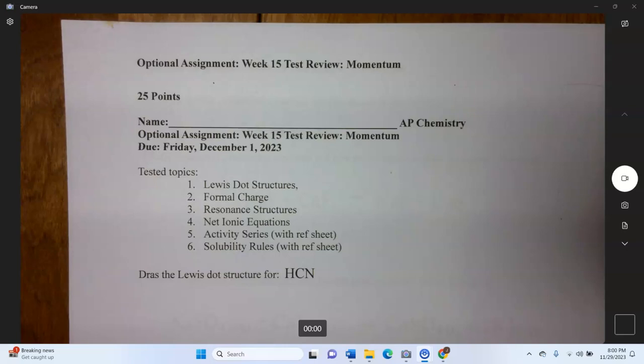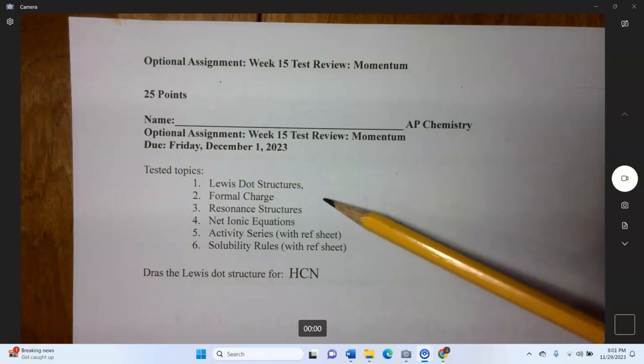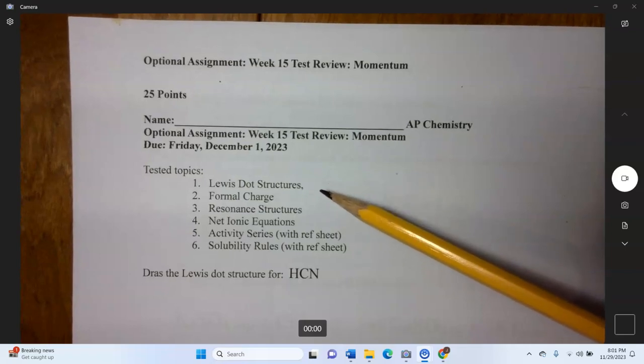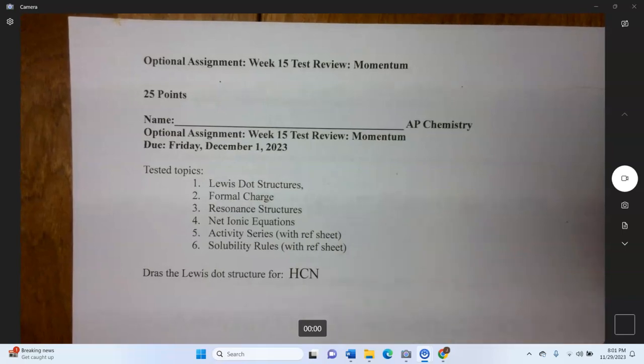AP Chemistry, this is the review assignment for the test that will be held on Friday, December 1st. So these are the topics that will be on the test: Lewis dot structures, formal charge, resonance structures, net ionic equations, activity series, and solubility rules.